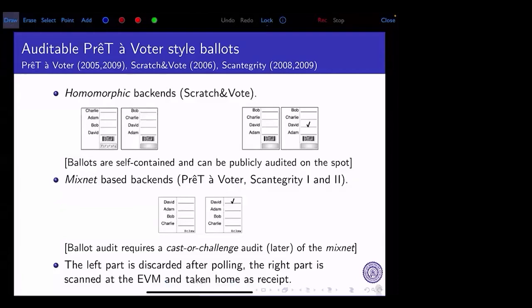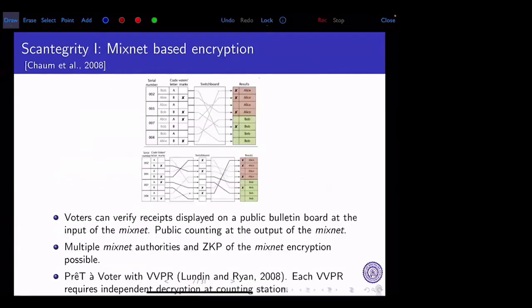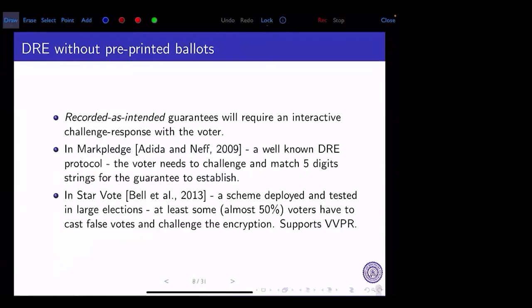So the US does not use a DRE, direct record electronic system, at all. It's almost always a paper ballot and scanning system, right? So they are culturally more tuned to it. And that's the way it works. Most places use a hand-marked paper ballot. But India uses a DRE system, which is direct record electronic. And making those verifiable, as I mentioned a little bit in the last class, is much, much harder. Because of the recorded-as-intended guarantees, the proofs that one has to give turn out to be particularly complicated.